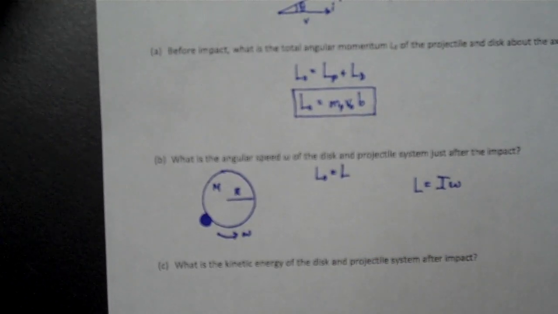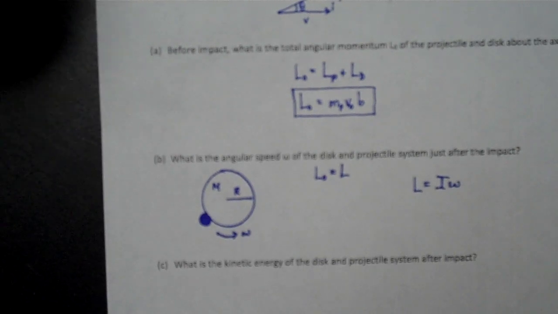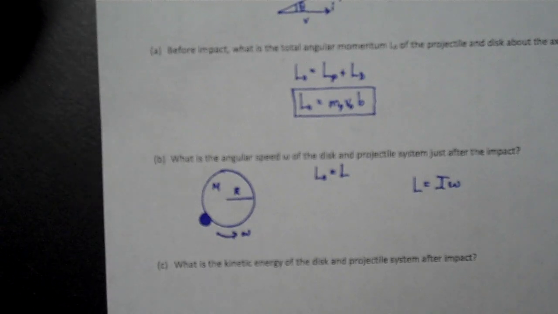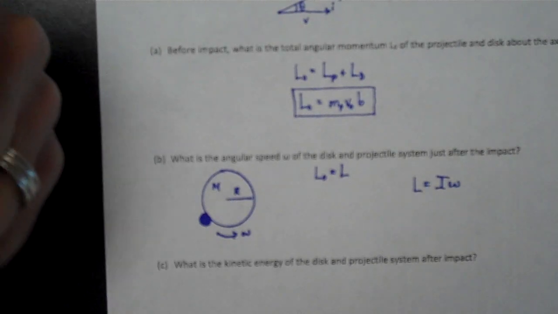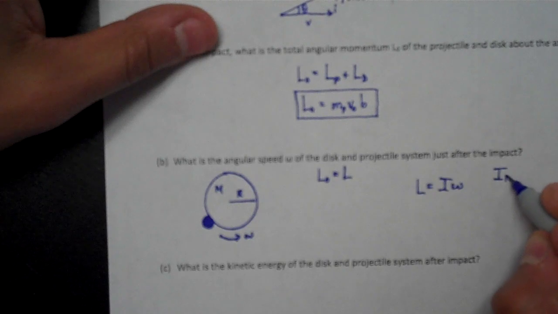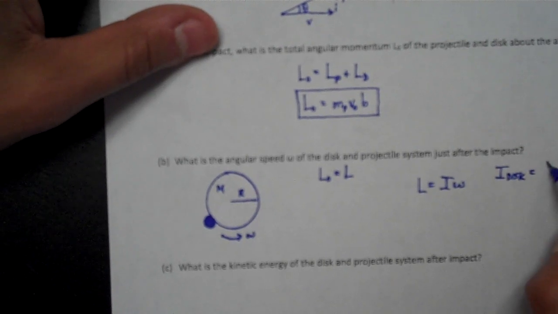So just like how with linear momentum, if my objects stick together, I can add their masses and have them go at the same speed, when two objects stick together angularly, I can add their moments of inertia and then say that they move at one angular speed. So the moment of inertia of the disk is given by 1/2 mr squared.